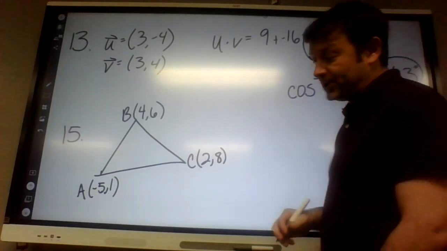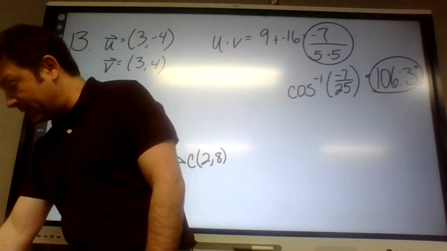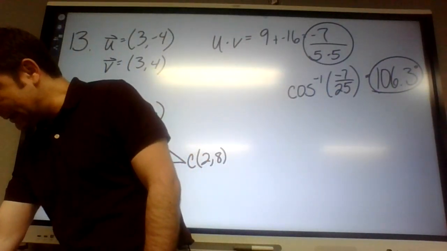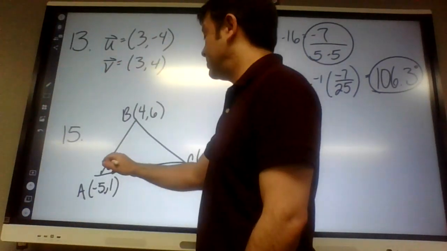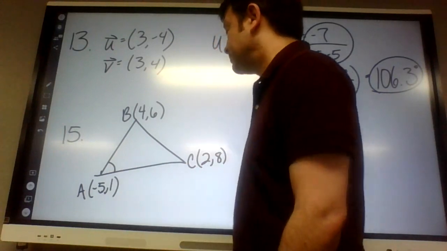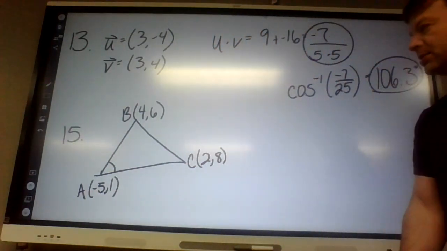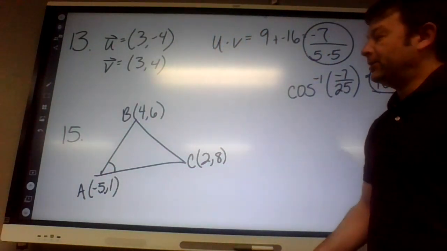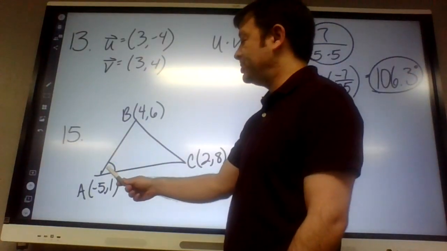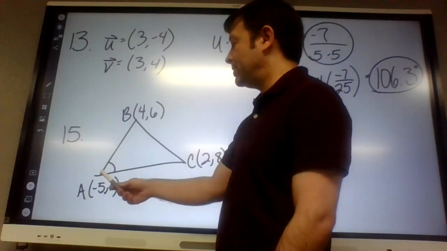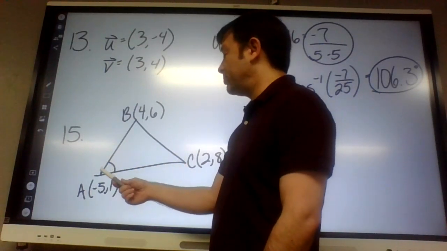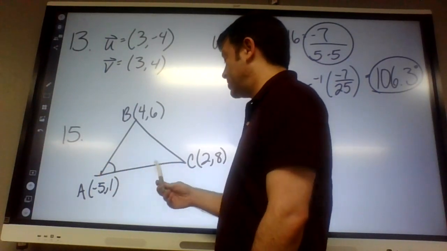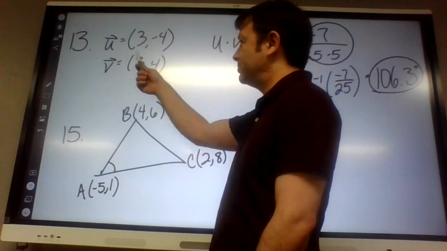And the question is, find a measure of angle A. So we need this one. Angle A is between vectors AB and AC, right? So we need to figure out what AB vector is and what AC vector is, and then we're going to do that stuff.